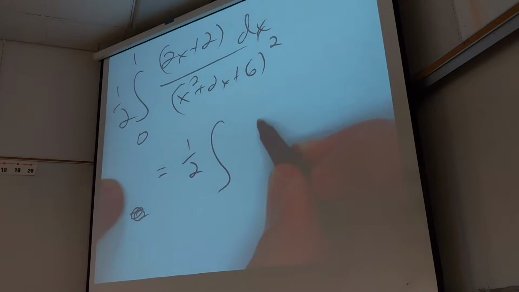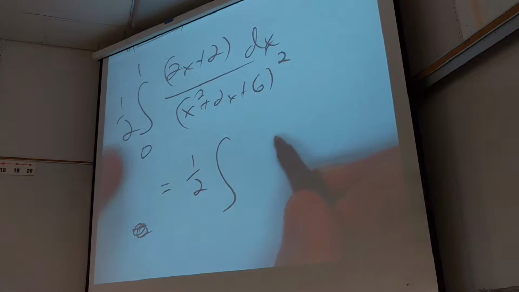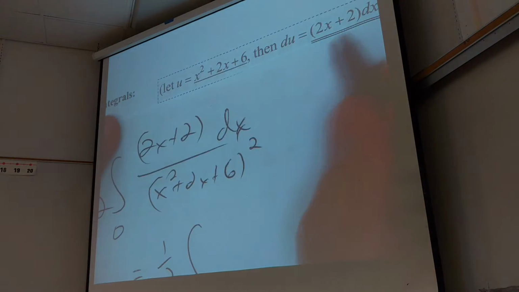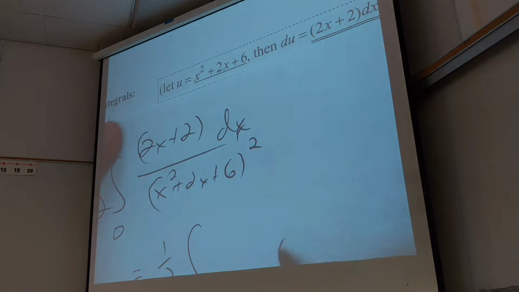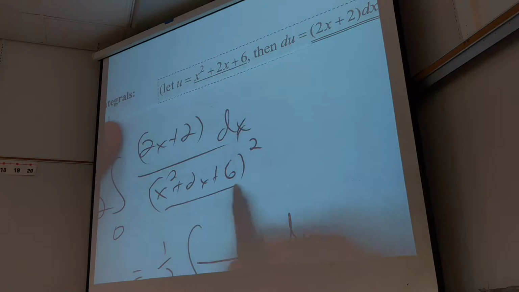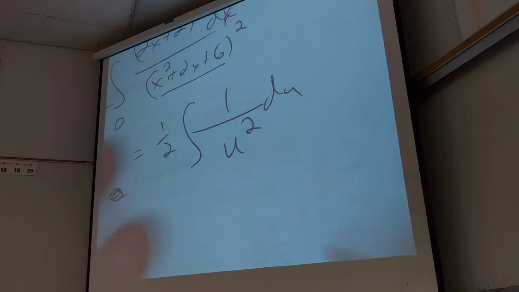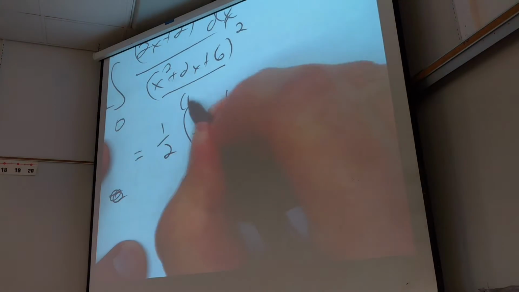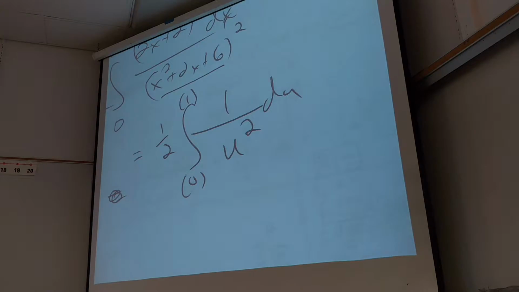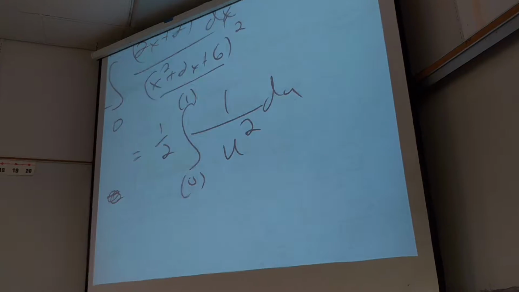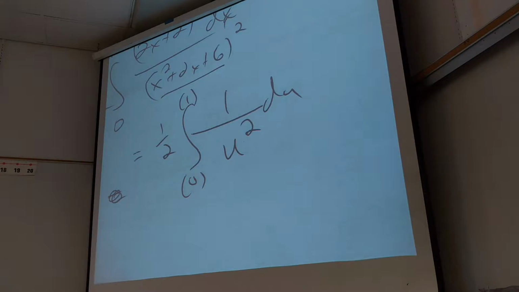So here we go. 1/2. Now when I do my substitution, du is 2x plus 2dx. That's du. X squared plus 2x plus 6 is u. So I get that, right? And what I do is I leave the 0 and the 1. I just put them in parentheses to remind me that that's not what u does. That's what x does. Because at the end, I put things back in terms of x. And then I just plug 0 and 1 in.